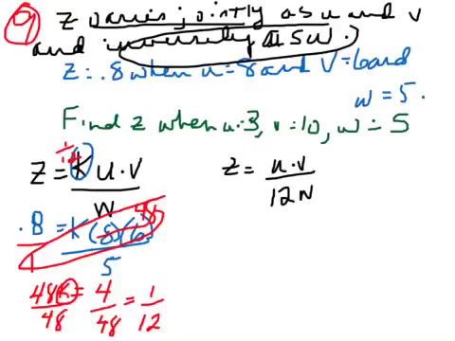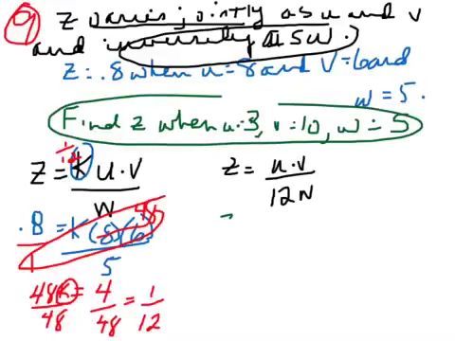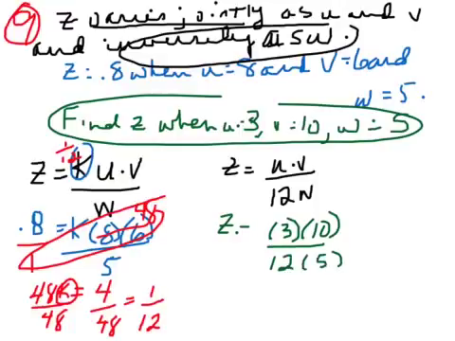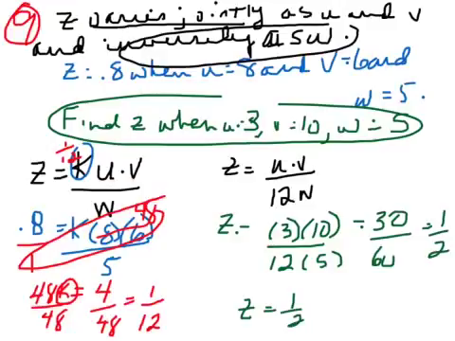So now that I have that, it's time to plug in this other stuff that I've written in green here so that we can actually find Z. So we're solving for Z. U is 3, V is 10, and then I've got a 12 on the bottom, and W is 5. So that's 30 over 60, which is just a half. So what is Z? Z is a half. They write it as a decimal. They would write 0.5.